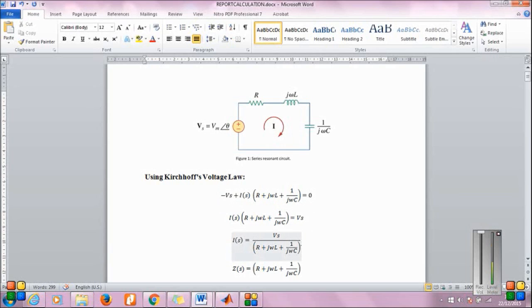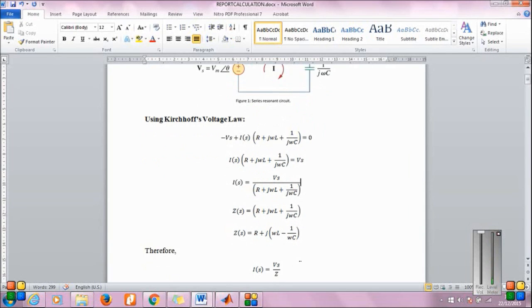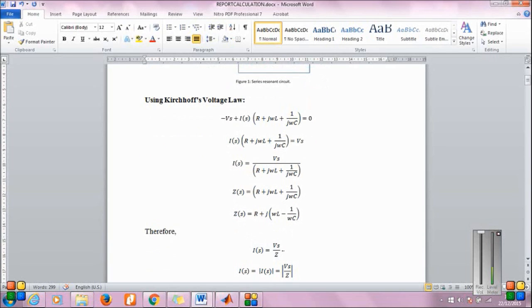The Is that we get is Vs over R plus j omega L plus 1 over j omega C. To simplify the equation, we represent Z as R plus j omega L plus 1 over j omega C. Therefore, we get the formula Is equal to Vs over Z.